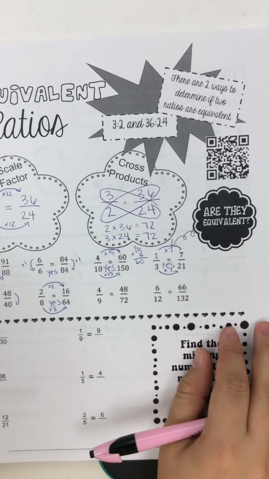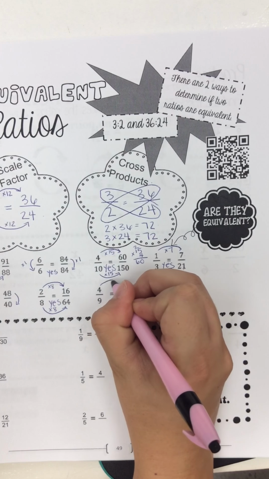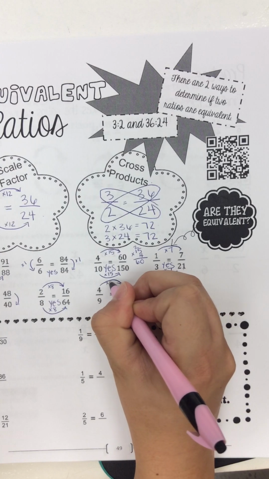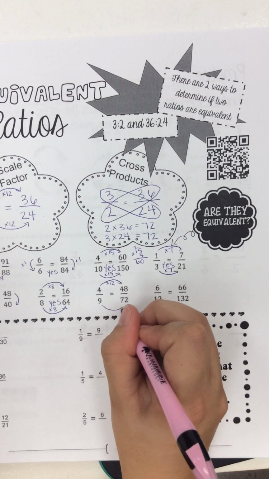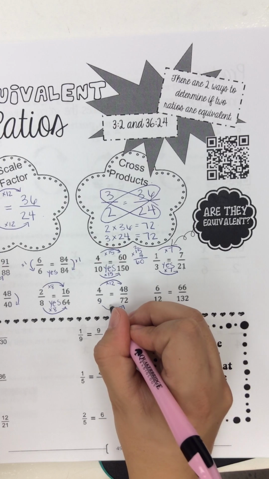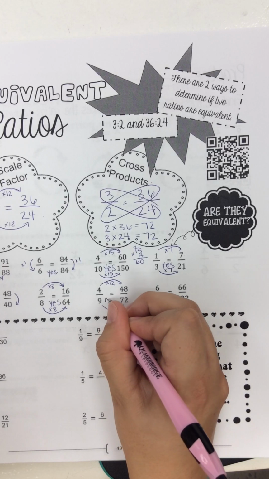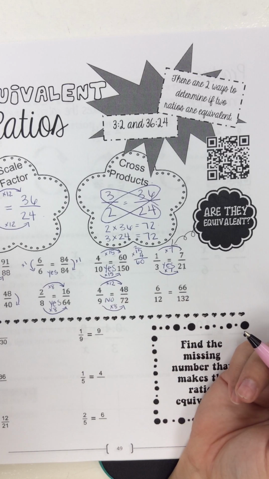Okay. Now I have 4 to 48 times 12. And 9 times 12 is not 72. 9 times 8 is 72. So no, they do not have a common scale factor, so they are not equivalent.